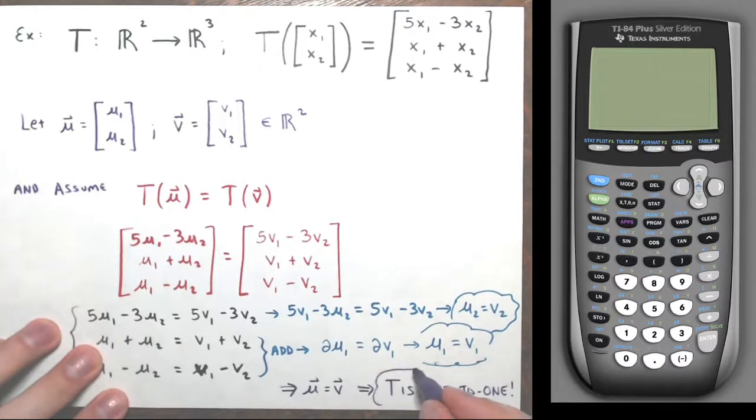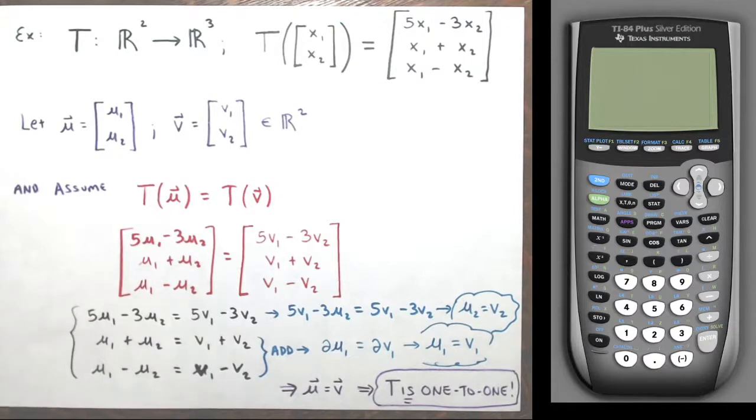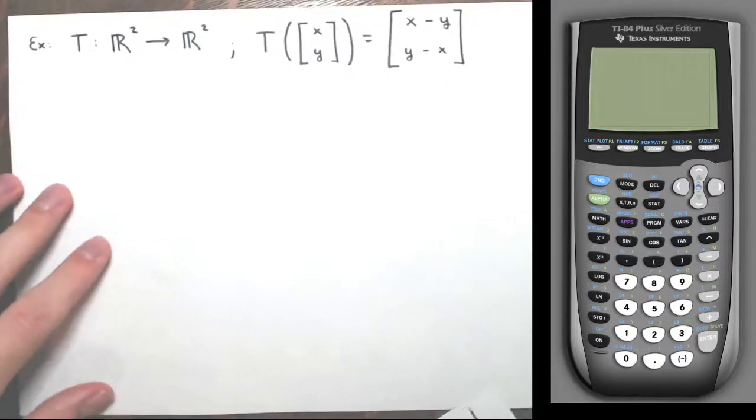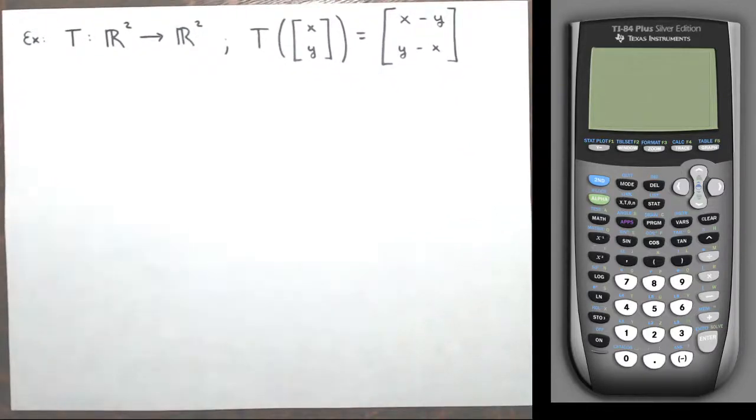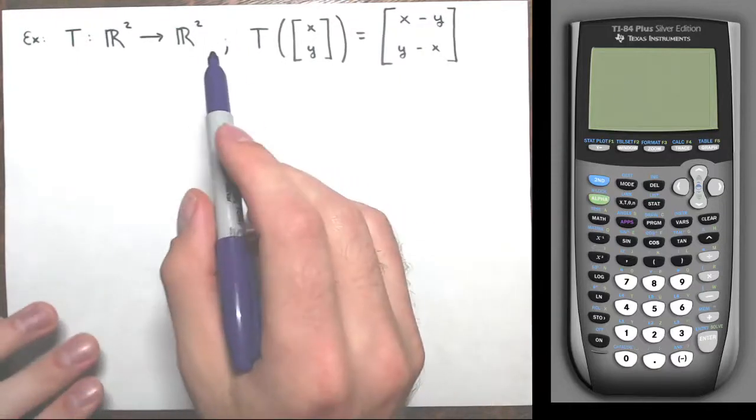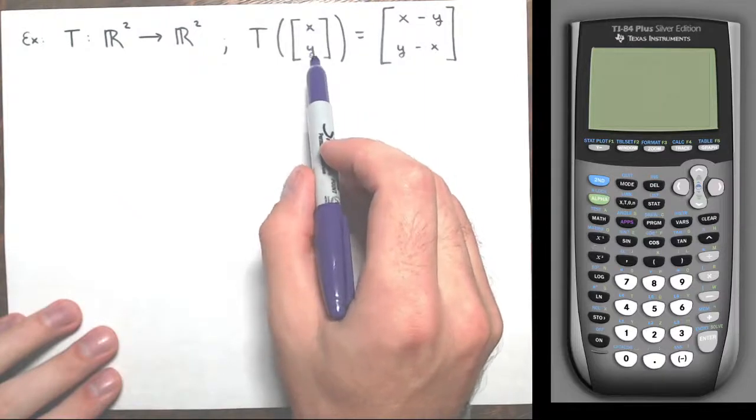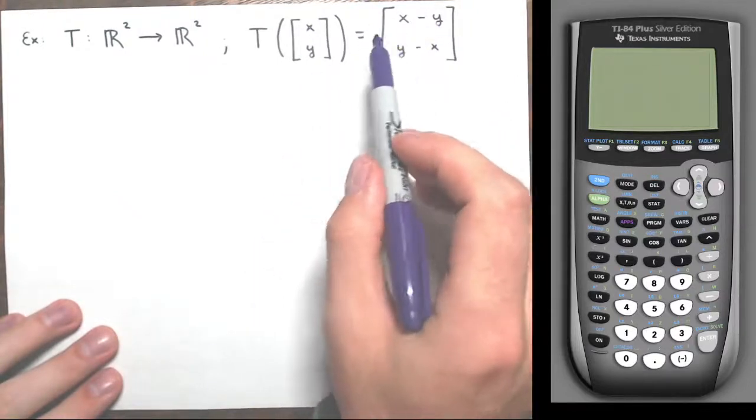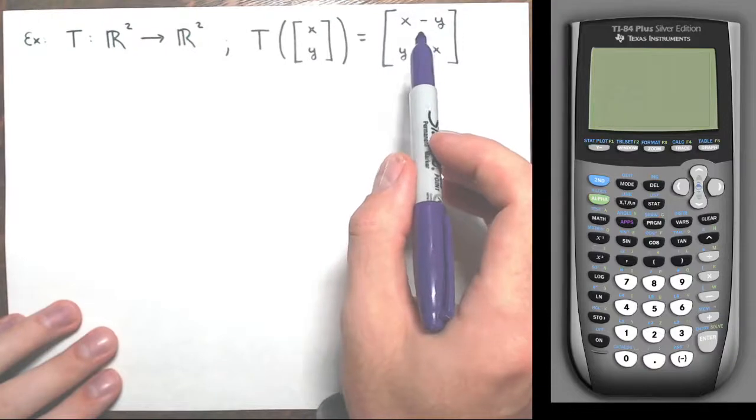Again, my first couple examples were transformations that were one-to-one. I know it wouldn't be a good video if I didn't come across some examples of transformations that weren't, so let's see what the next one looks like. Here's another one between two Euclidean vector spaces, R2 to R2 again. And here's the transformation. It takes (x, y) to (x minus y, y minus x). Sorry, a two-component vector to a two-component vector.